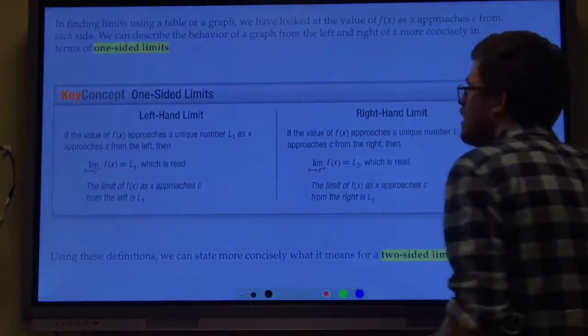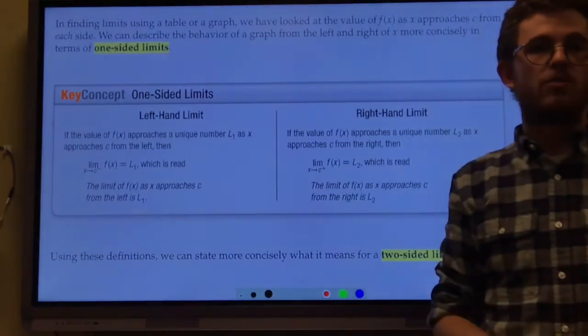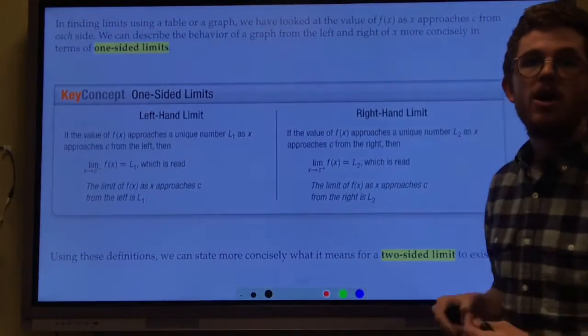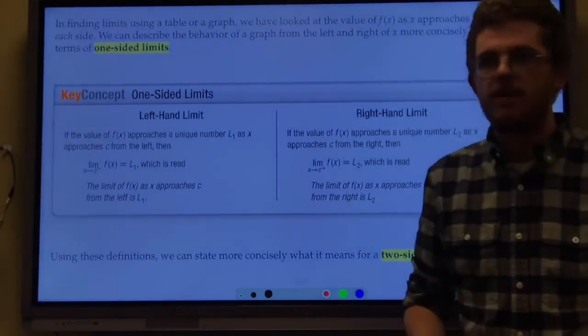So, it's helpful to understand the difference between left hand and right hand limits. We've been talking about how it has to converge, it has to be approaching the same thing from both sides. Well, those sides actually have a name.